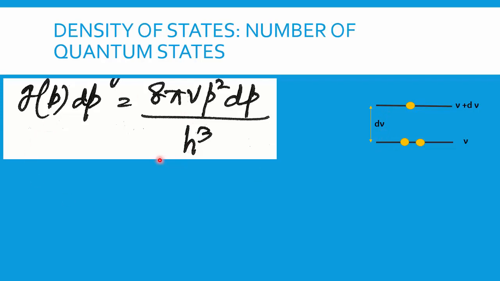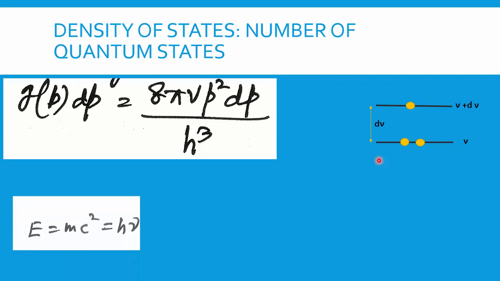Can you use this formula? No, because this formula is meant to calculate the number of quantum states as a function of momentum. But in this problem, you are asked to calculate the number of quantum states as a function of frequency. So what do I have to do? Like the energy in the previous slide, I have to transform the momentum information to frequency. So how to do that?